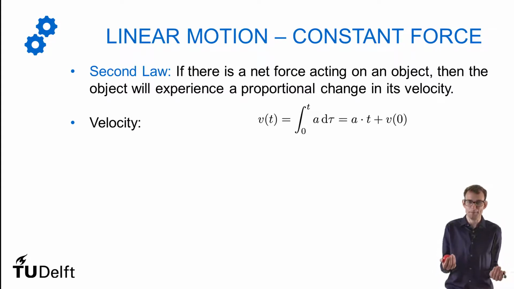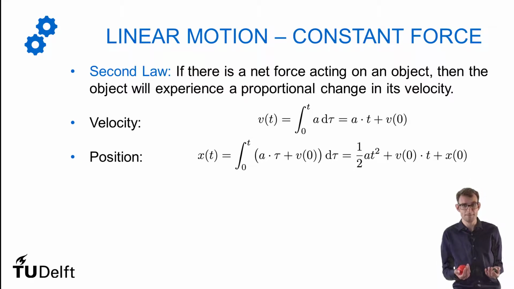That's the same integral, just the symbols changed. Right? So the solution is also the same. The velocity is then the acceleration times time plus whatever the velocity was at time 0. And if we want to get the position, then we have to integrate this again. Right? So now we're integrating a linear function, and what we get is a quadratic function.